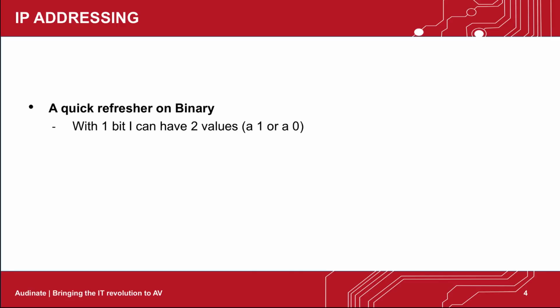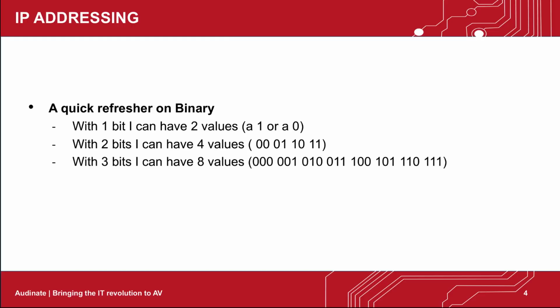Now, with 1 bit, I can have 2 potential values, a high and a low value. Conventionally, we represent these as ones and zeros. With 2 bits, I have 4 potential values. They are 00, 01, 10, and 11. Likewise, with 3 bits, I can have 8 potential values.